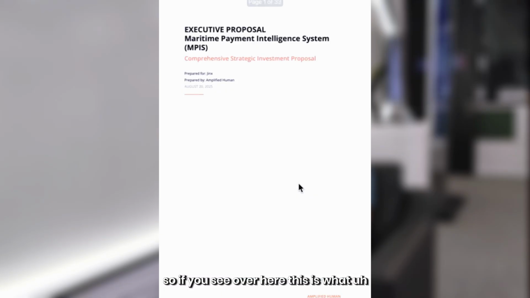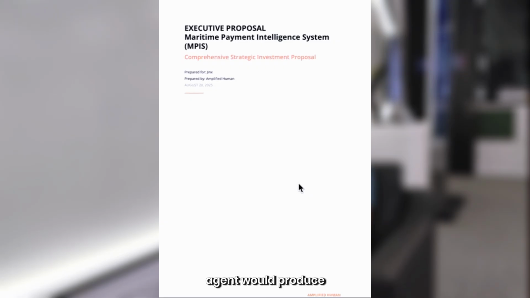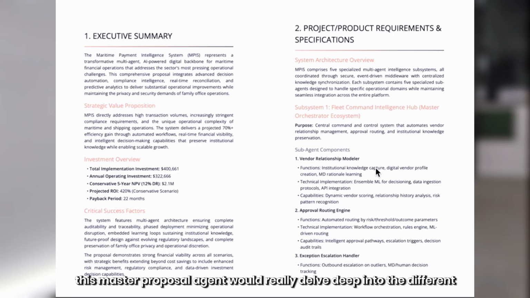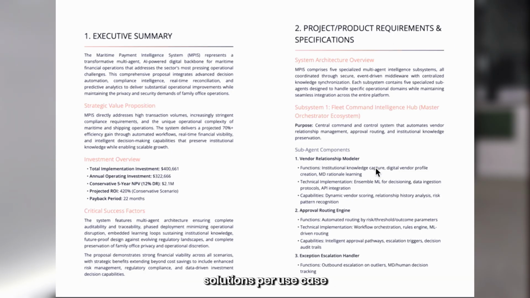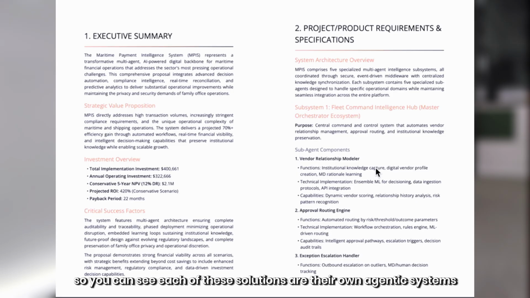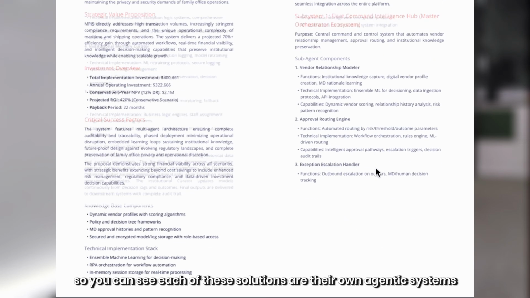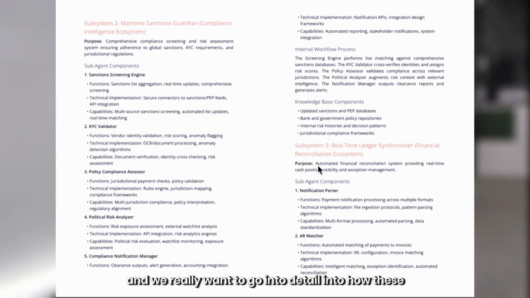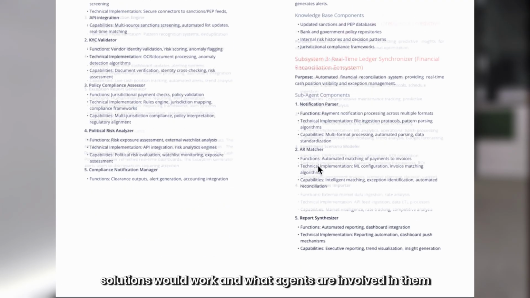So if you see over here, this is an example of the output that the master proposal agent would produce. It is quite similar to the indicative proposal that the business card would, with a few caveats, is that we really want to flesh out our agentic solutions. So this master proposal agent would really delve deep into the different solutions per use case. You can see each of these solutions are their own agentic systems, and we really want to go into detail into how these solutions would work and what agents are involved in them.